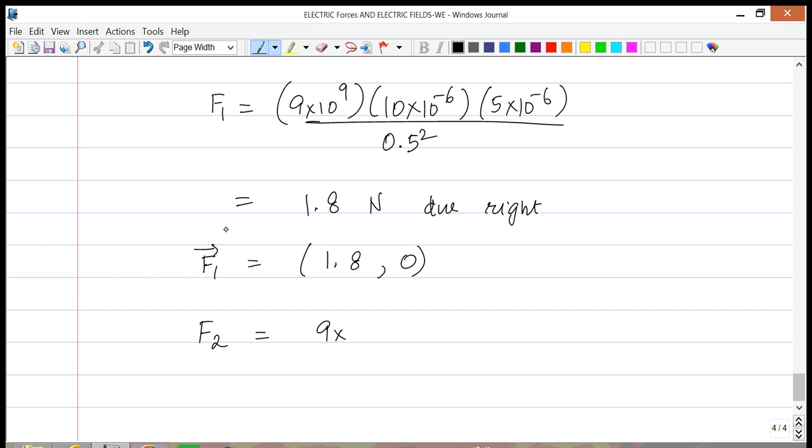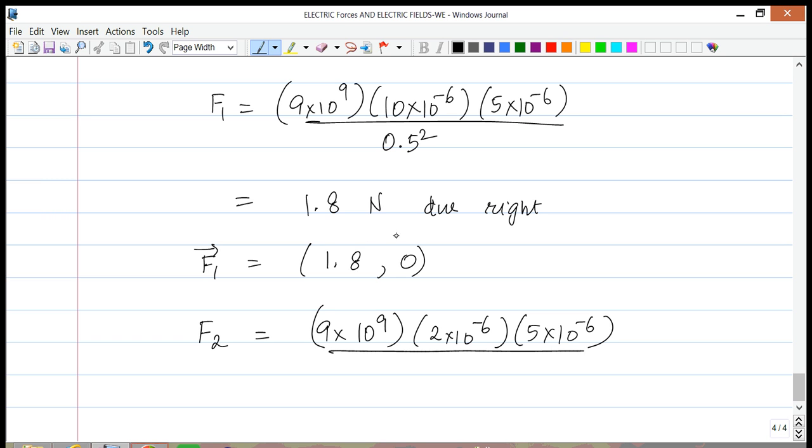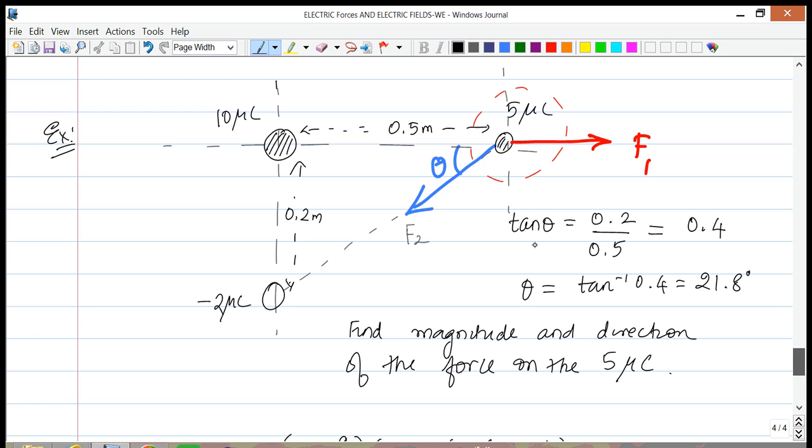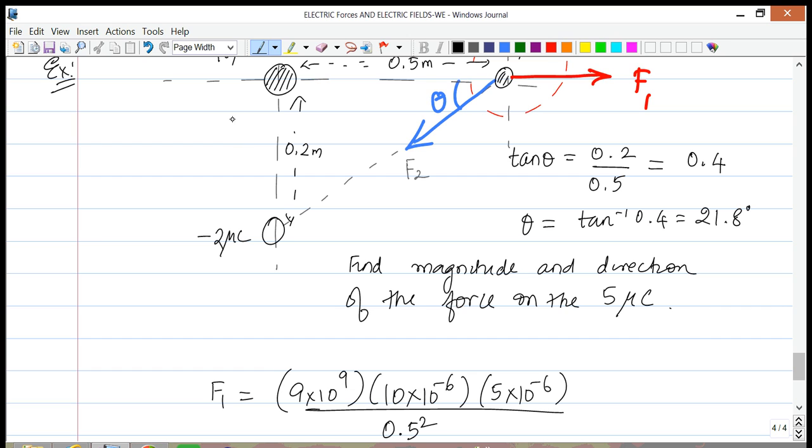Okay, let us repeat the process for F2. The magnitude for F2 is 9 times 10 to the 9 times 2 times 10 to the -6 times 5 times 10 to the -6 divided by, now here we have to ask what distance are we going to have to take, and it is going to be the distance between the two charges. And if you look at the picture, the distance between the two charges can be found easily using Pythagorean theorem, which is going to be equal to the square root of 0.2 squared plus 0.5 squared.